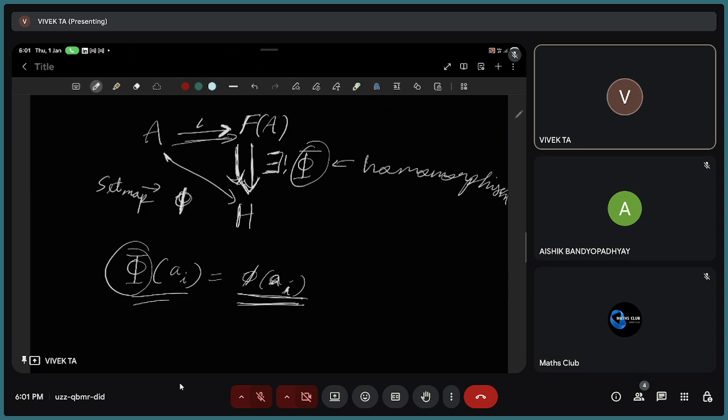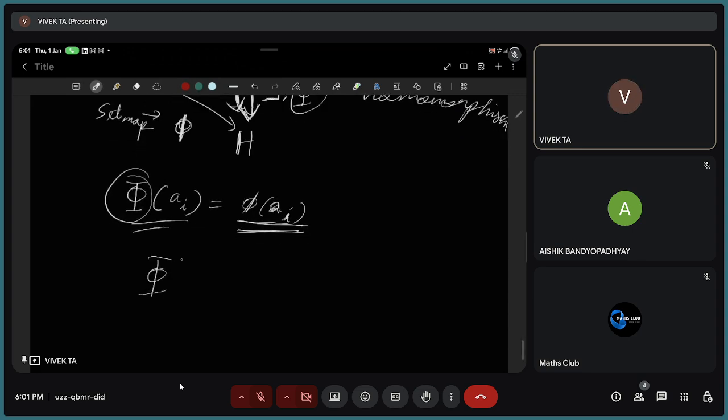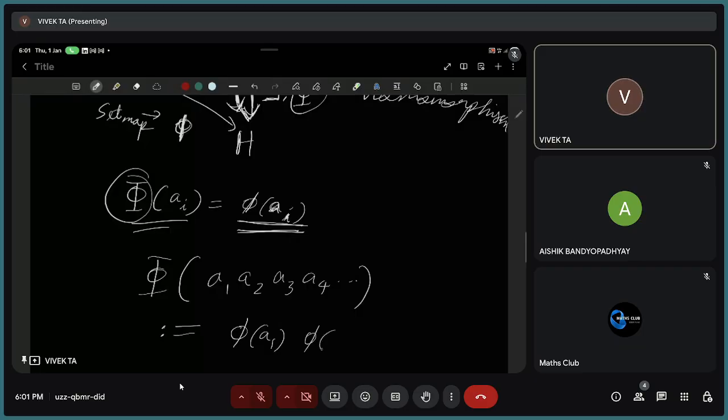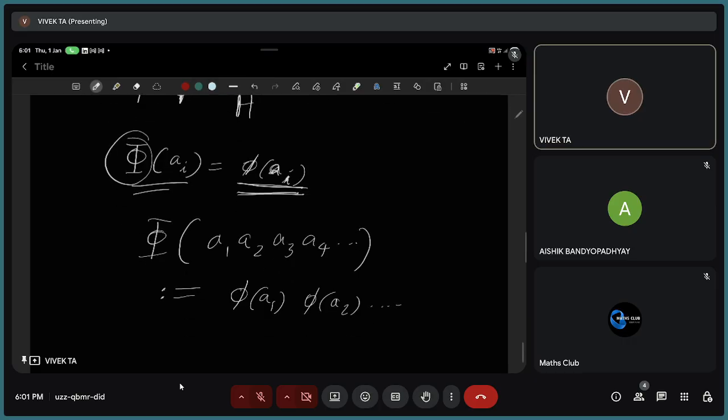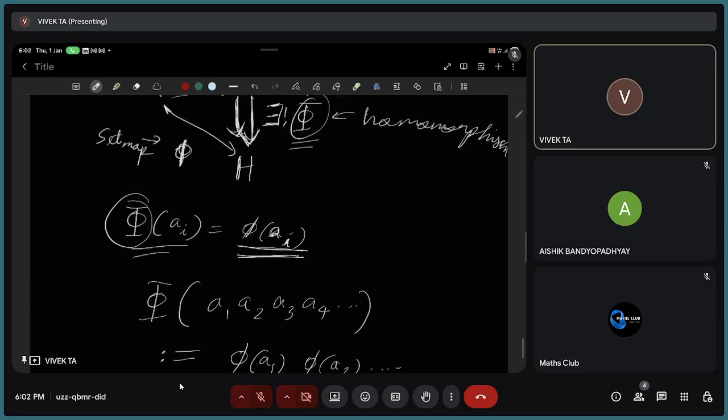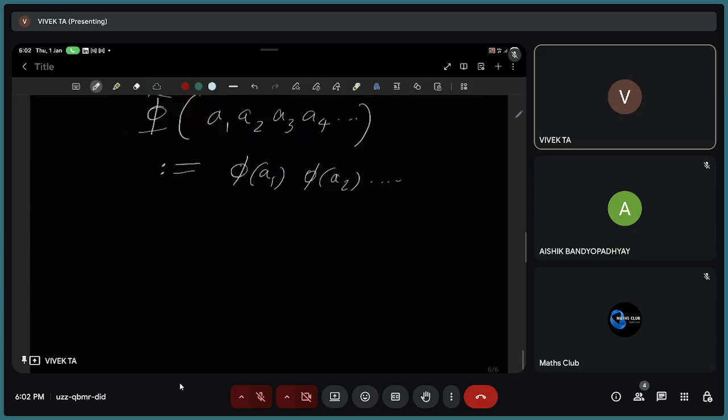But if you understand how this works, proving that this map is unique is very easy. You essentially define Phi of a word A1 A2 A3 A4, let's say, to be equal to phi of A1, phi of A2, and so on. As simple as that. Once you have this definition, you have this map uniquely defined. That's all the proof is. I'll let you fill in the details if necessary. But is it clear?